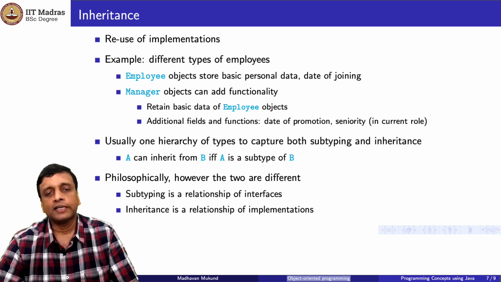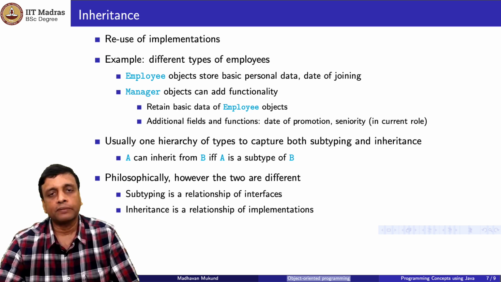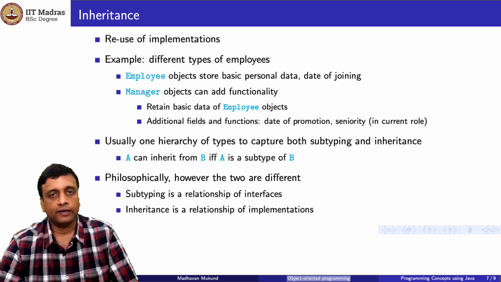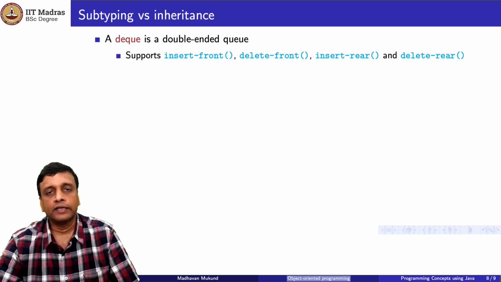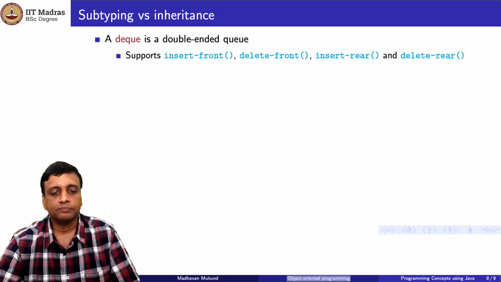So, it's really a property of interfaces, which functions are legal and which functions are not. Whereas inheritance is a relationship of implementations. I am reusing something which I already have in B in the code for A. So, if B has defined some variables, then A can make use of those variables because A will also have access to those variables. To explore this difference between subtyping and inheritance, here is a nice example.